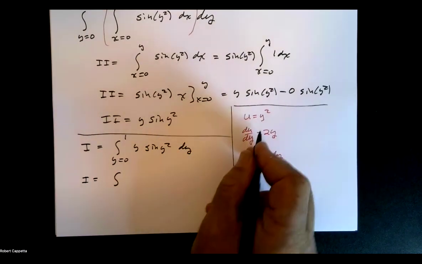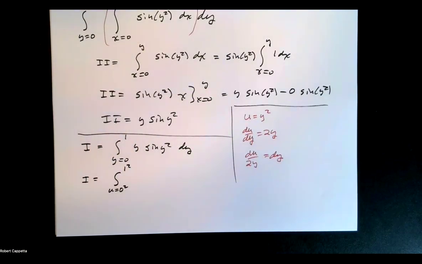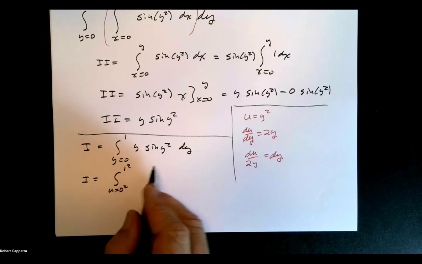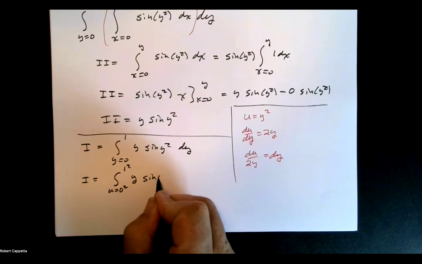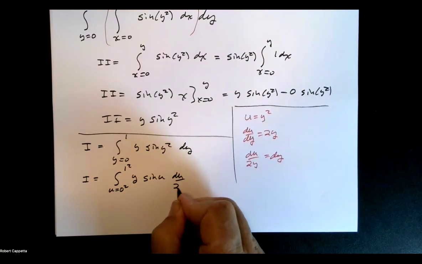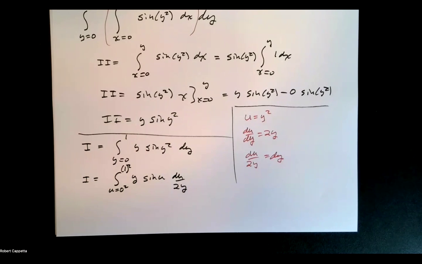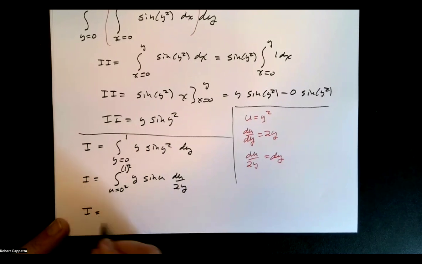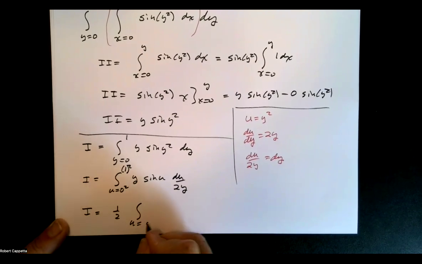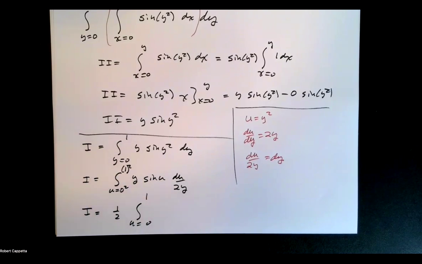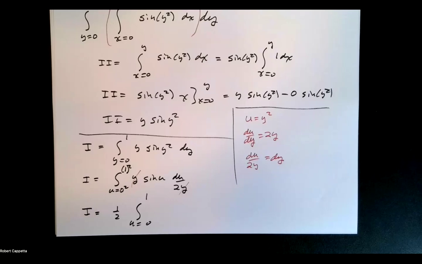Because if y is 0, what is u? U is 0 squared. If y is 1, what is u? U is 1 squared, so it's actually not going to change. Sine y squared is sine u. Dy is du over 2y. Again, that's 1 squared, not 12, just to clarify the notation. So then what do I get here? Let's pull the 1/2 out in front. Integral as u goes from 0 to 1. You'll notice the y's divide out, and I have the integral from 0 to 1 of sine u du.